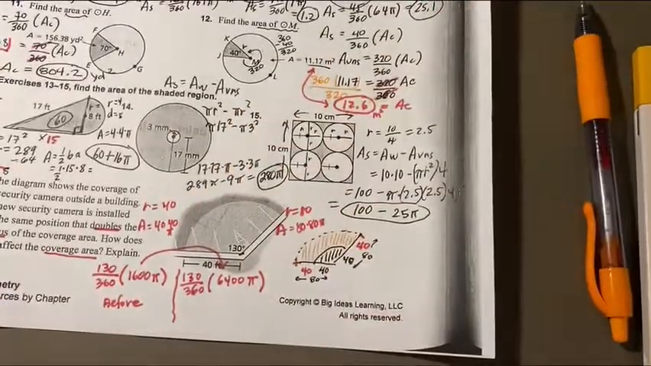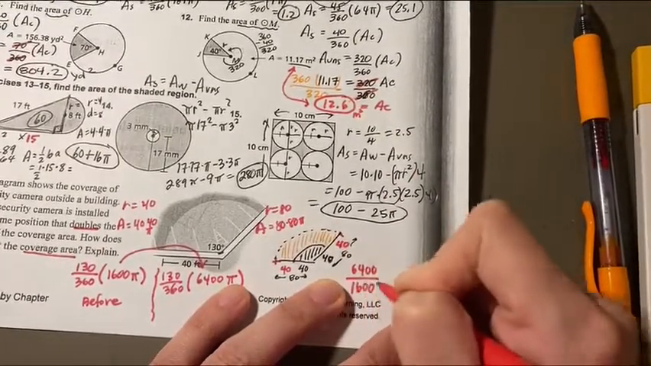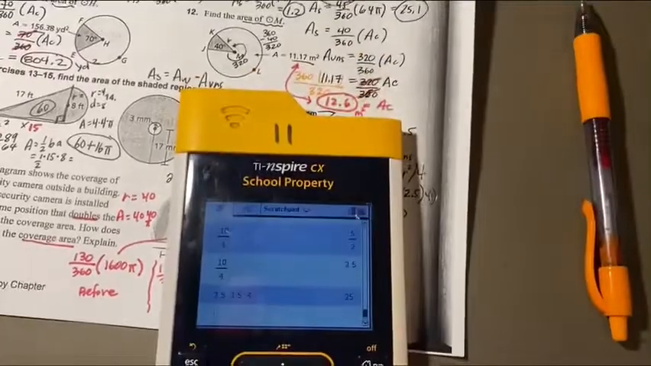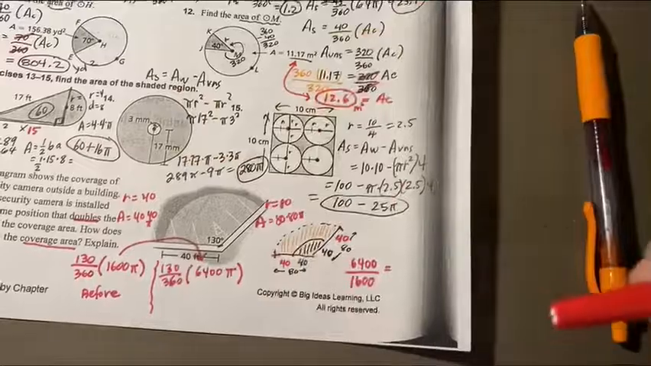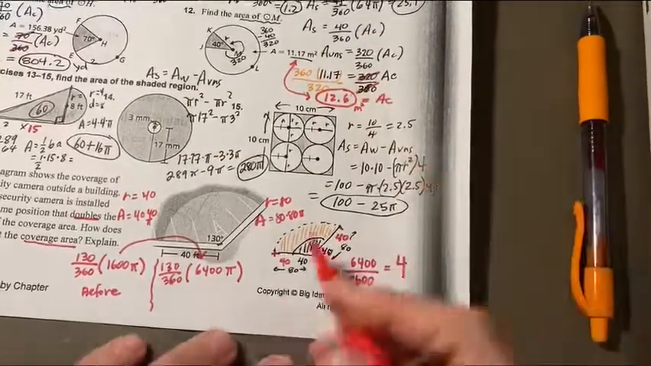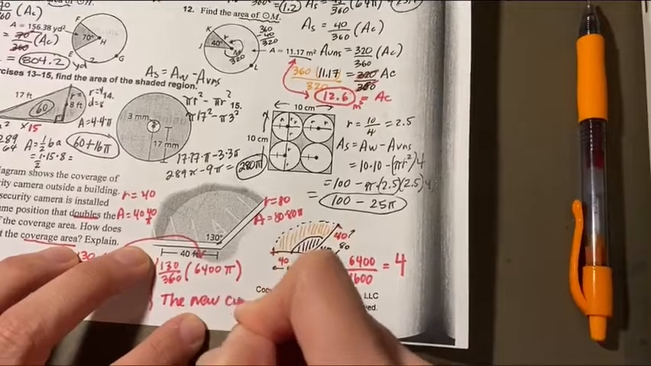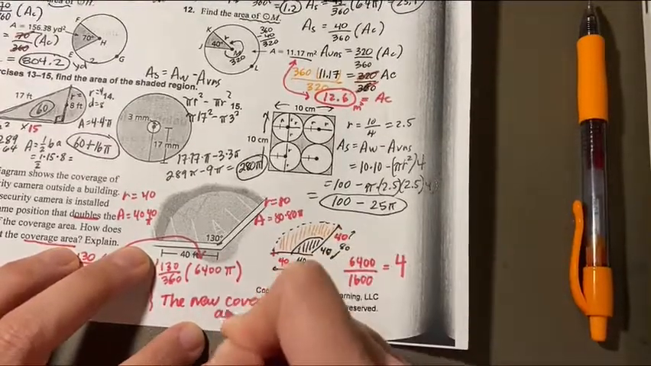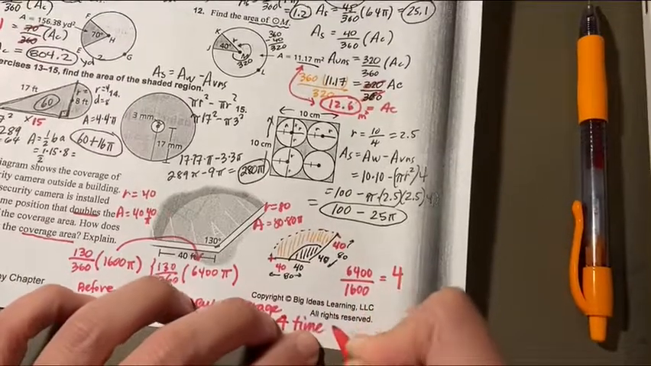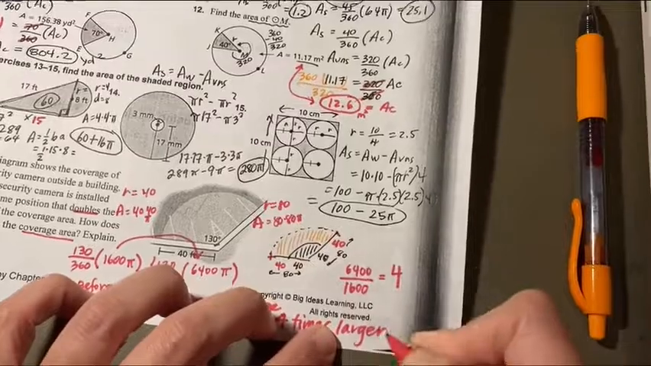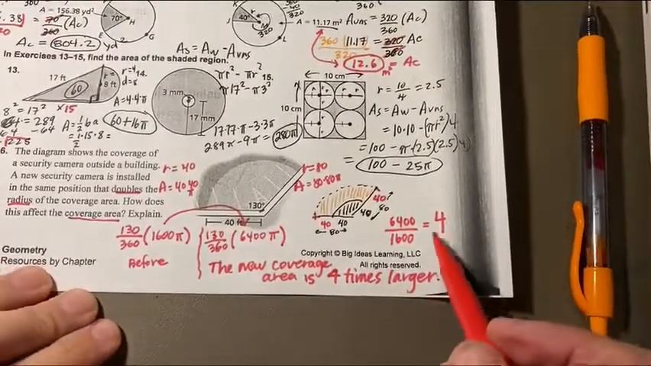I can show you how to compare this. If you take 6,400 divided by 1,600, you get 4. So the new coverage area is 4 times larger. You might be thinking, how's that possible? We only doubled it. We didn't quadruple it.